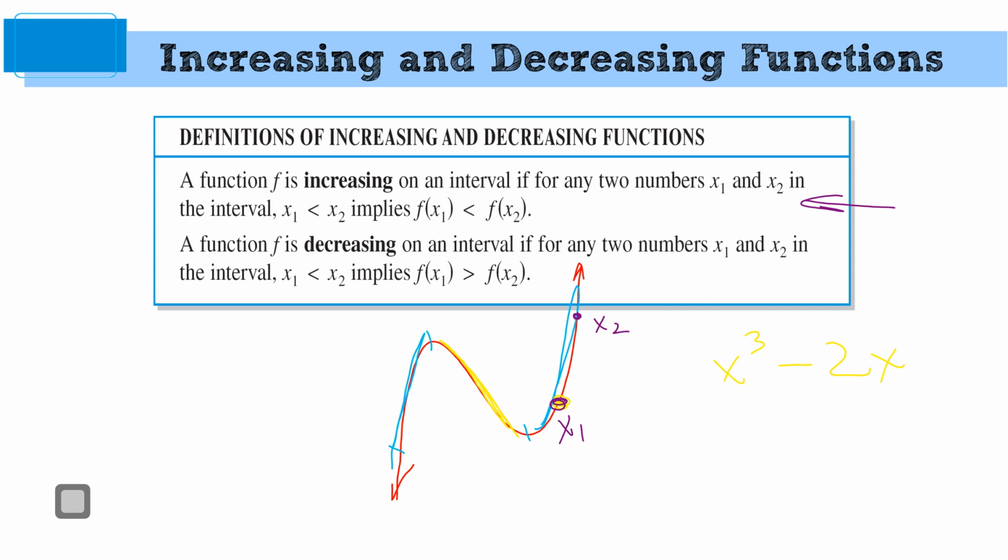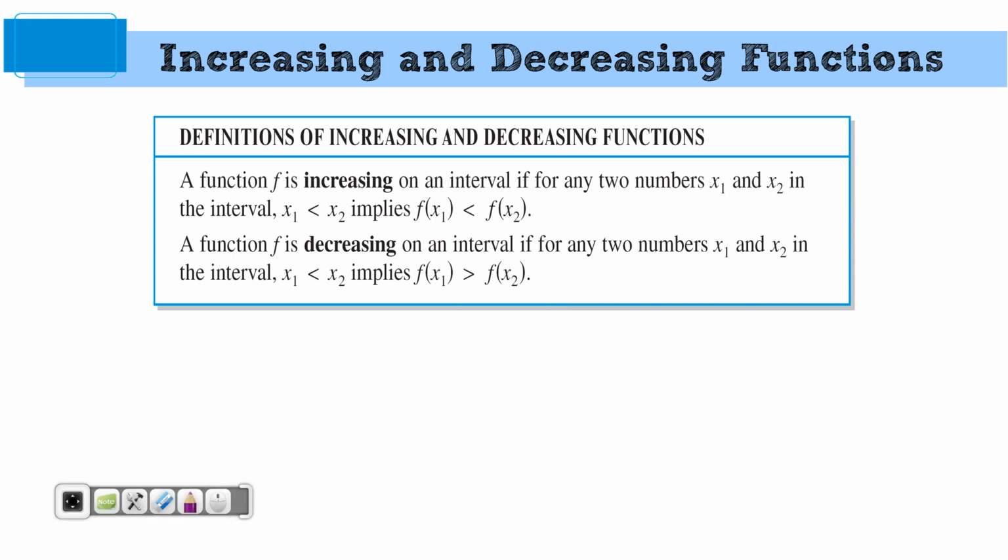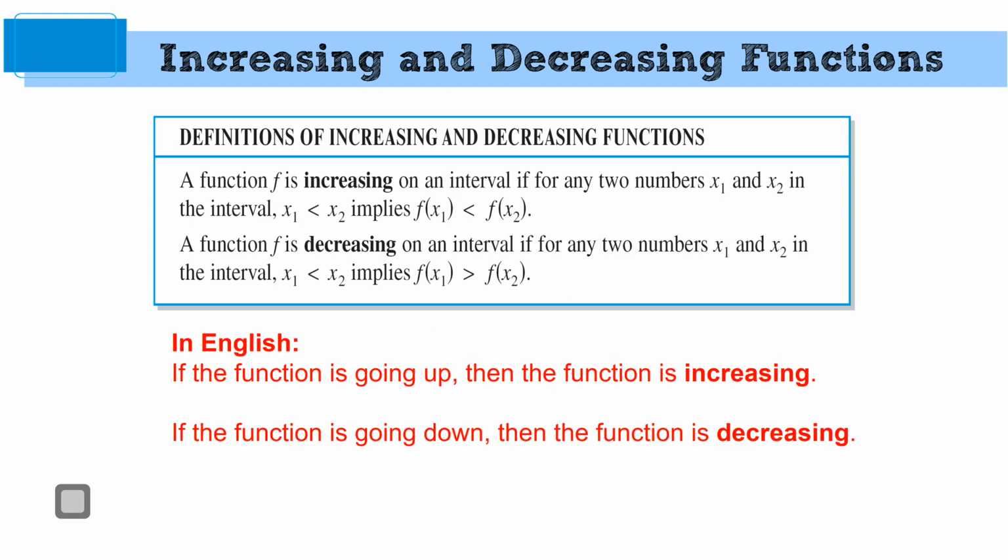By the way, how would an algebra 1 student interpret f of x1? What is that? It's a y value, right. So the y value for x1 is less than the y value of x2. So we can take a big complicated calculus approach to this, but we can also just take a fourth grader approach and say, if it's going up, it's increasing. If it's going down, it's decreasing.